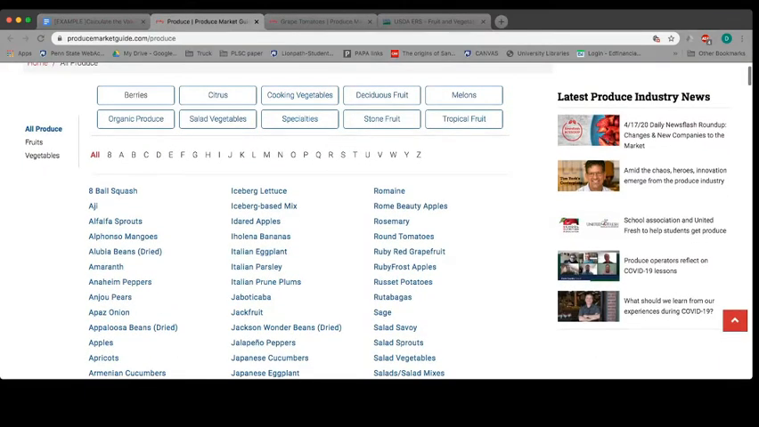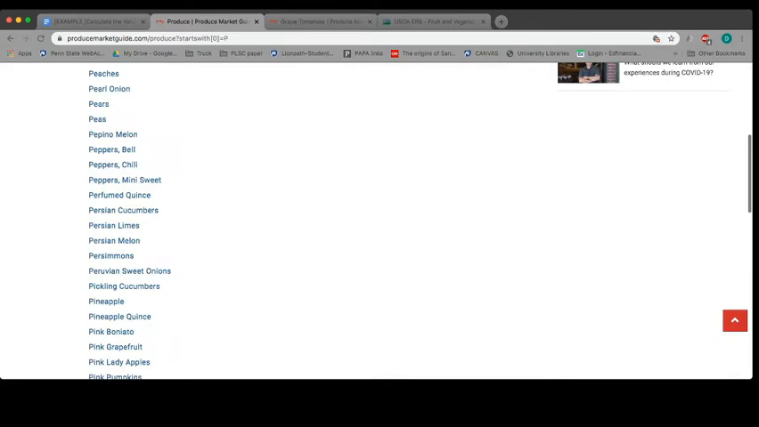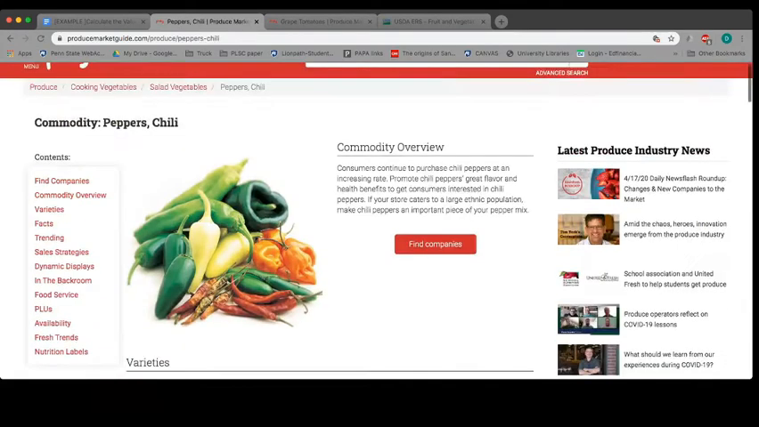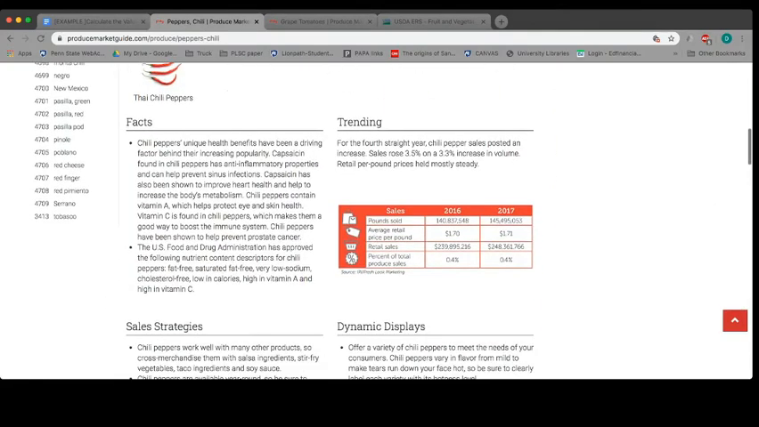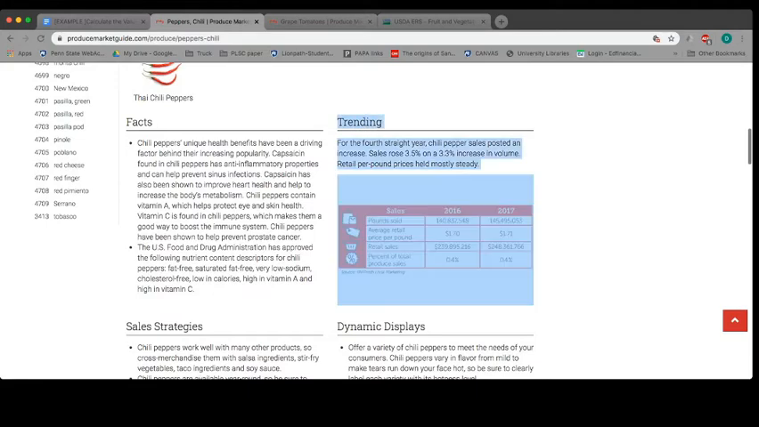It's all in alphabetical order, and I'm looking up peppers, and we get multiple different types of peppers. There's bell peppers, chili peppers. Let's say chili peppers. Okay, yes, the hot stuff. Most of the vegetables you look at on this website should have a little section down here called trending, which tells you market trends over the past few years.